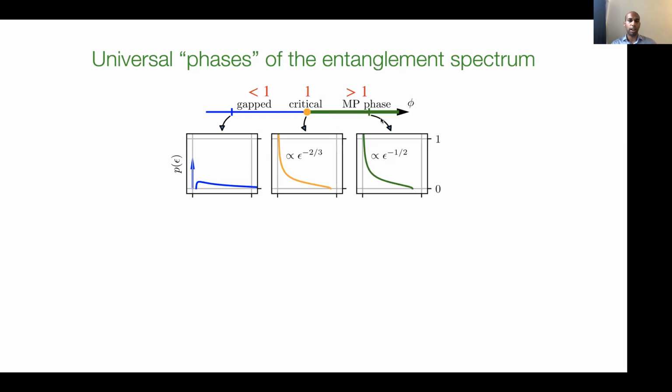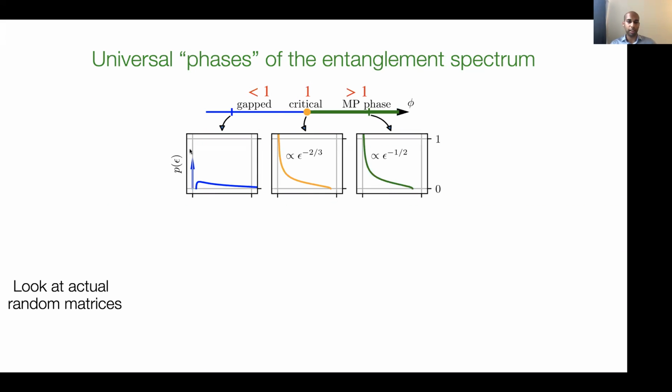And the way this Marchenko-Pastur phase goes to this gapped phase is through a critical point. At the critical point, this square root singularity changes to a 2/3 singularity, which is very unusual. This is a fine-tuned point, but you do get a new exponent which is exactly 2/3. And the question of what it means to tune this parameter phi, I will come to in a second.